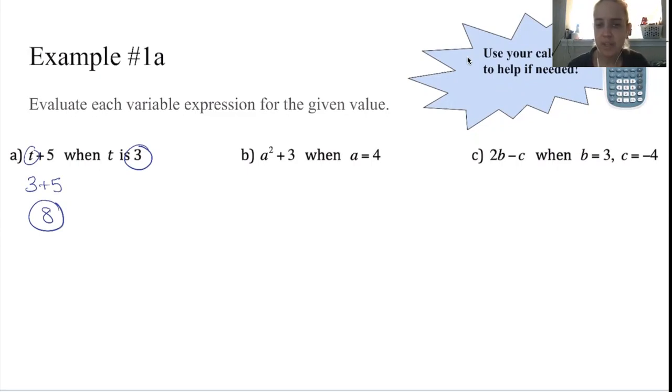So order of operations, but you have to put the numbers in. So I have 4 squared plus 3. 4 squared is 16, plus 3 is 19.